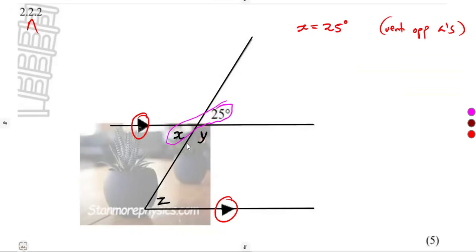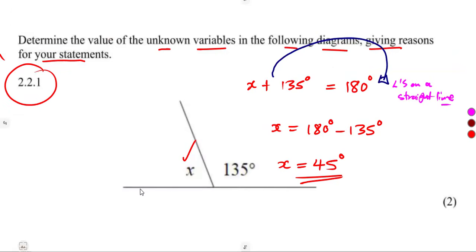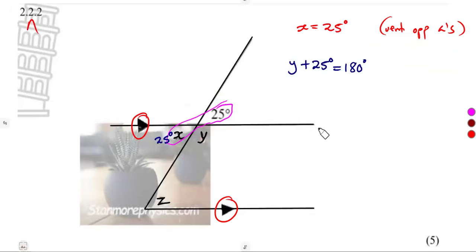What about y? To find y, we can use the 25. Remember, this is 25 here. We now know that. So we can use angles on a straight line. X and y are on a straight line, or 25 and y, any one of these, they're on a straight line. So y plus 25 degrees is equal to 180 degrees. Angles on a straight line, just like the previous question. Remember, they do repeat this. So y plus 25 is equal to 180 degrees. Angles on a straight line.